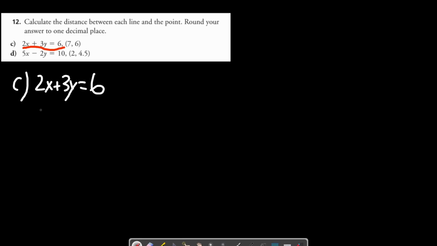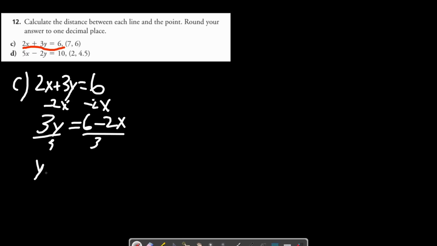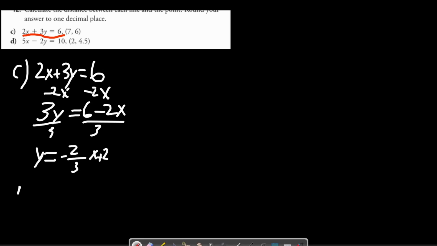I'm just going to take away 2x on both sides. So that leaves us with 3y equal to 6 minus 2x. If you divide everything by 3, you get y is equal to, I'll put the 2x first, minus 2/3 x plus 2. So the slope here, as you can see, is negative 2/3.